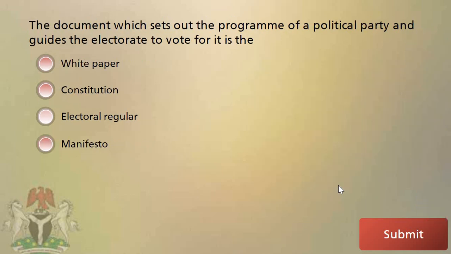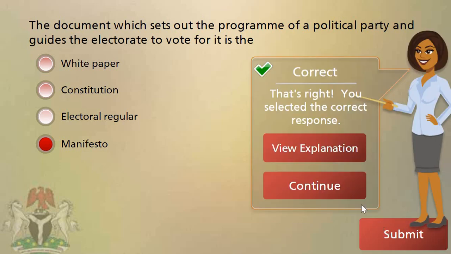All right, question 22. The document which sets out the program of a political party and guides the electorate to vote for it is the A, white paper, B, constitution, C, electoral regular, D, manifesto. Well, manifesto is a public written declaration of principles, policies, and objectives, especially one issued by a political movement or candidate. So that's the right answer.